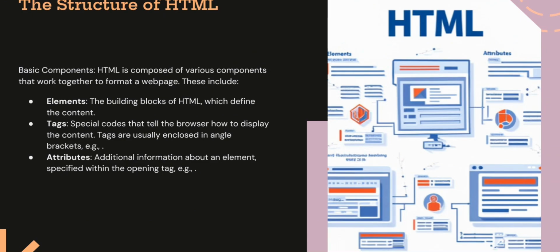The structure of HTML. Now let's look at how HTML is structured. There are three main parts to understand. Elements are the building blocks. Tags tell the browser what type of content it is, like is it a heading, a paragraph, or an image. Attributes give extra detail to an element, such as setting the image source or adding a hyperlink.